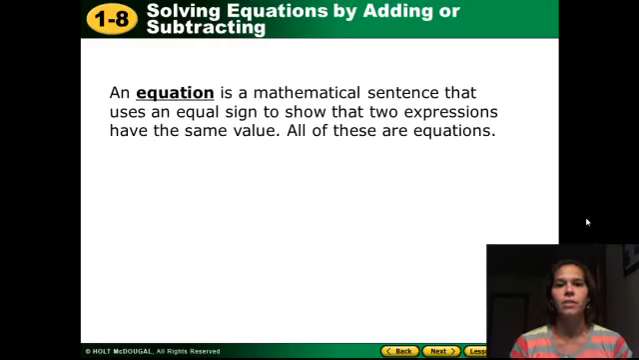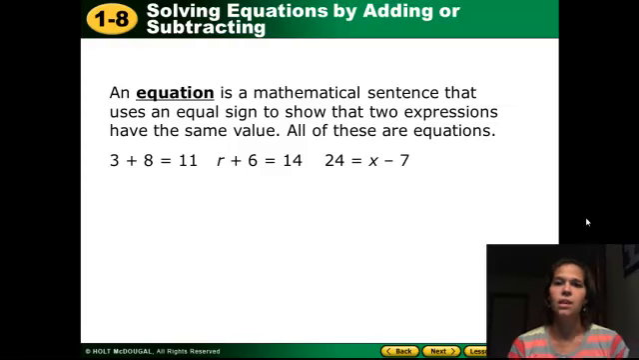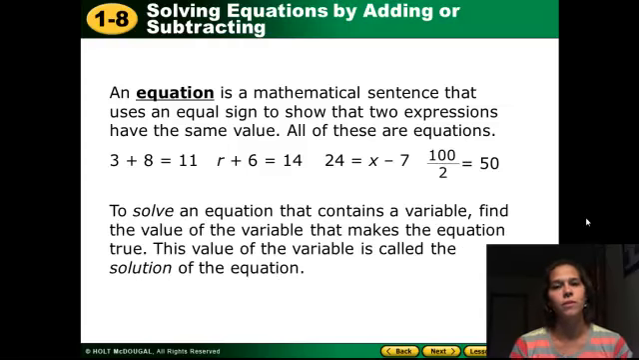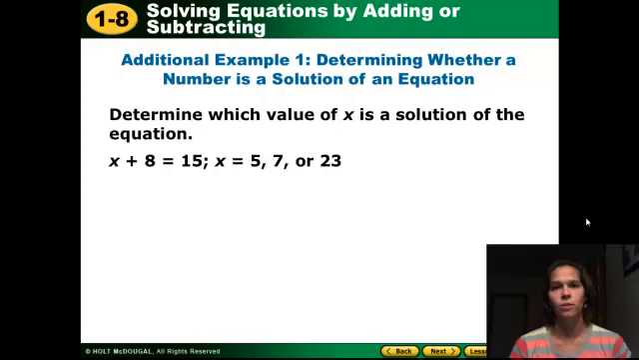An equation is a mathematical sentence that uses an equal sign to show that two expressions have the same value. All of these are examples of equations: 3 plus 8 equals 11, r plus 6 equals 14, 24 equals x minus 7, 100 divided by 2 equals 50, all different types. To solve an equation that contains a variable, find the value of the variable that makes the equation true. This value of the variable is called the solution of the equation.